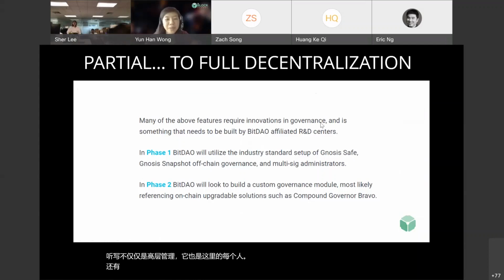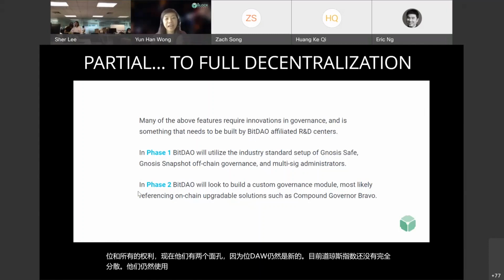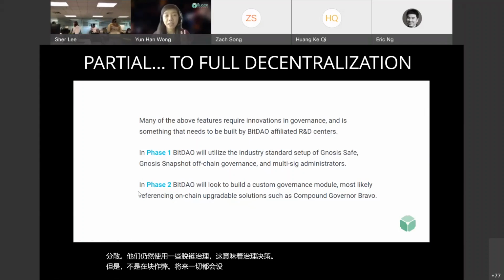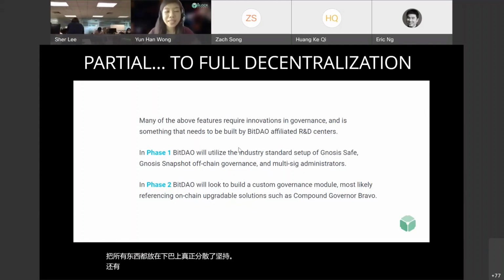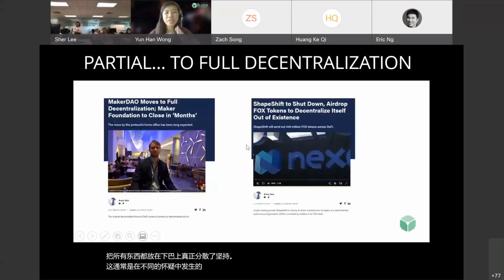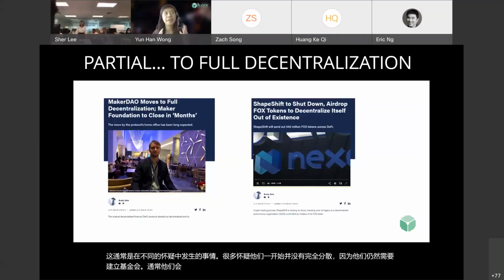And this is part of BitDAO. BitDAO right now has two phases. Because BitDAO is still new, right now the DAO is not fully decentralized. They still use a bit of off-chain governance, meaning governance decisions that are not on a blockchain. However, in the future, when everything is set up, BitDAO will bring everything on chain to really decentralize the whole DAO. And this is typically what is happening in different DAOs. A lot of DAOs don't start off fully decentralized because they still need to set up the foundation. Normally, they will fully decentralize themselves when everything is stable.